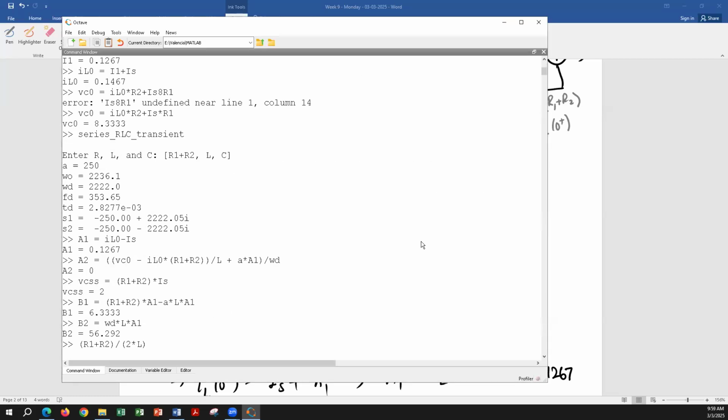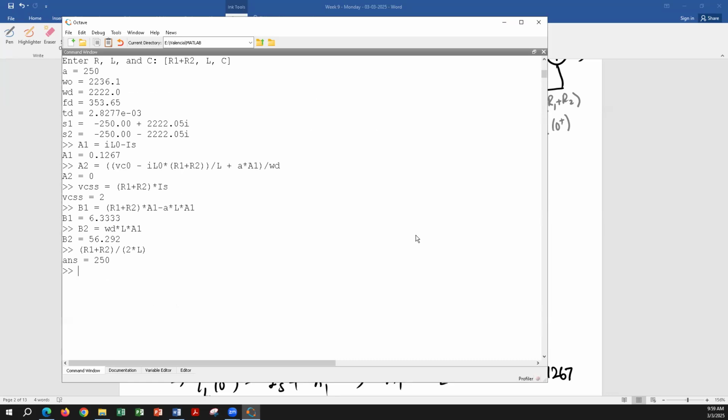Natural circuit, of course, is without the current source. So when you remove the current source, it's going to become open.